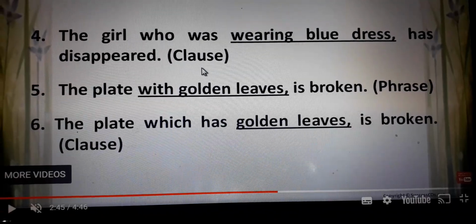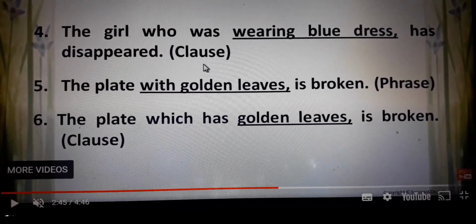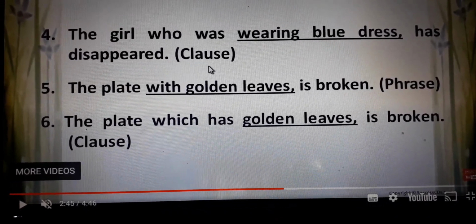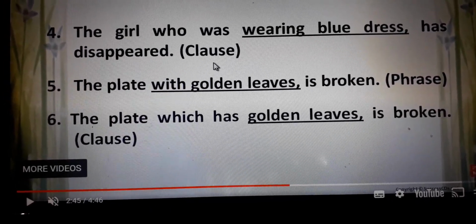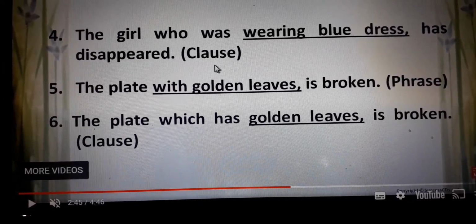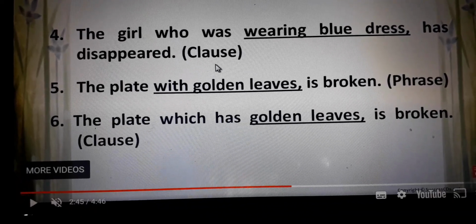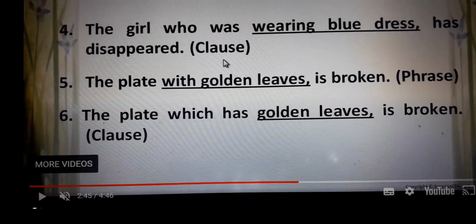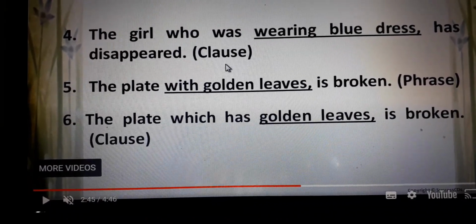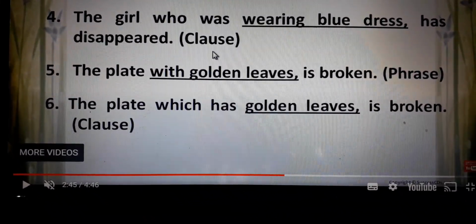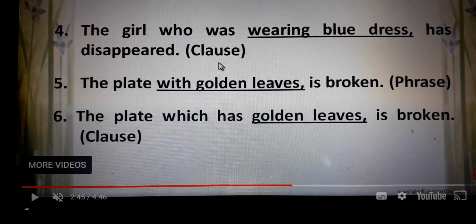See the fifth example: the plate with golden leaves is broken. "With golden leaves" is a phrase here. How to convert it into a clause? The plate which has golden leaves is broken. Now here "which" is a subject and "has golden leaves" is a predicate. I hope the conversion of phrase to clause is clear to you.